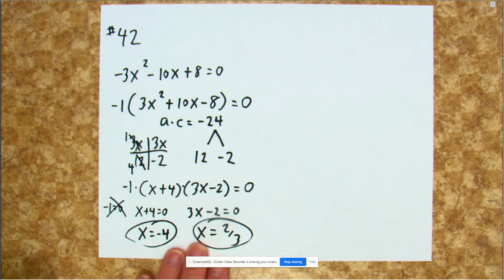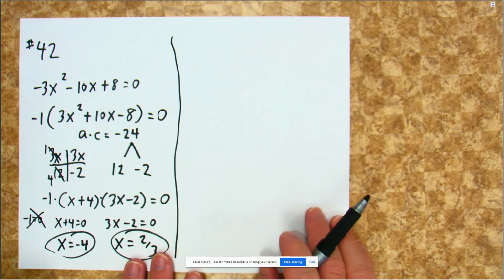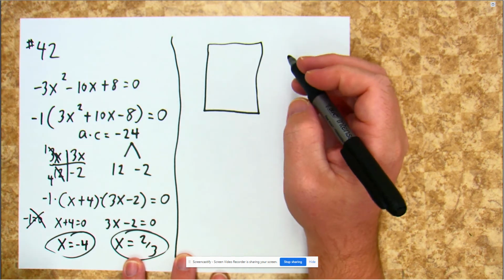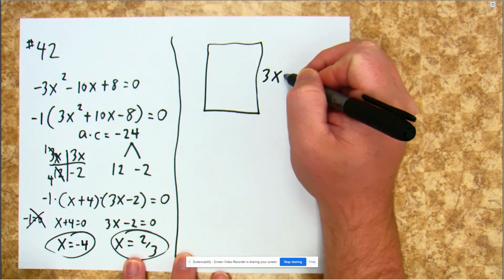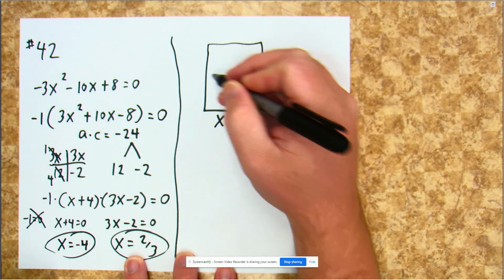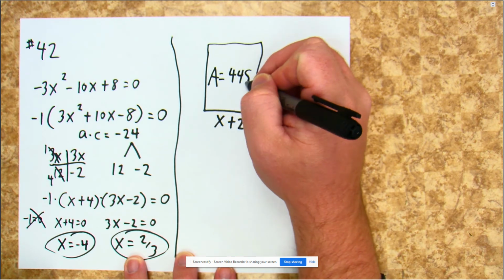Next were the two word problems. Well, word problems is really a picture, so I'm just going to draw this picture over here. For number 48, they told you that this side was 3x minus 4 feet, and this was x plus 2 feet, and the area on the inside was equal to 448 feet squared.